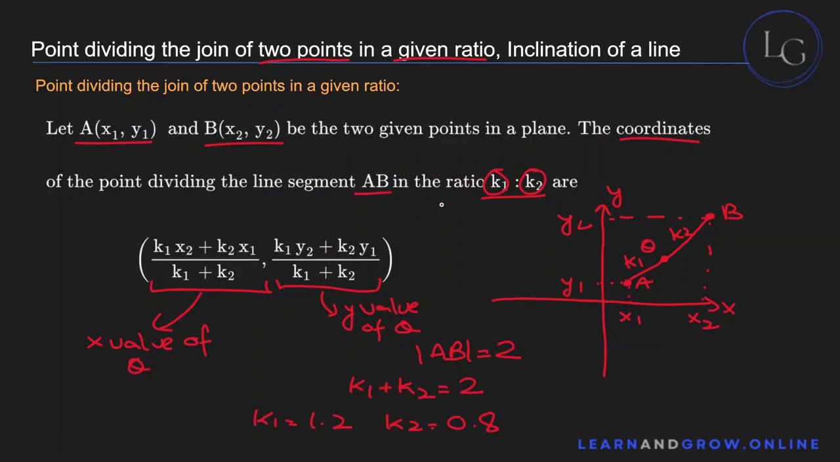It says that the ratio of K1 and K2 must be given to you correctly, right? So K1 divided by K2 is equal to 1.2 divided by 0.8, which is also equal to 0.6 and 0.4, if you divide both of them by 2. And this can also be equal to, if you divide it further by 2, 0.3 over 0.2, right? These are all the valid ratios for this.